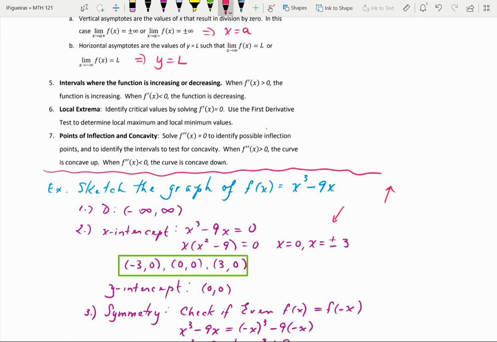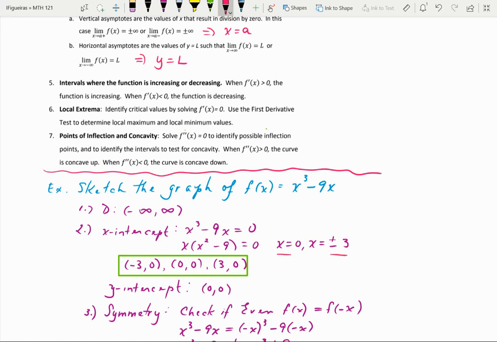But in the end, that's what it should look like. It should be dropping left and rising right. So our domain for any polynomial function will always be all real numbers, so no restrictions. X-intercepts. That's when you set the function equal to 0. This function is factorable, so factor out an x, leaving you with x times x squared minus 9, which gives you 3 solutions, 0 and plus or minus 3.